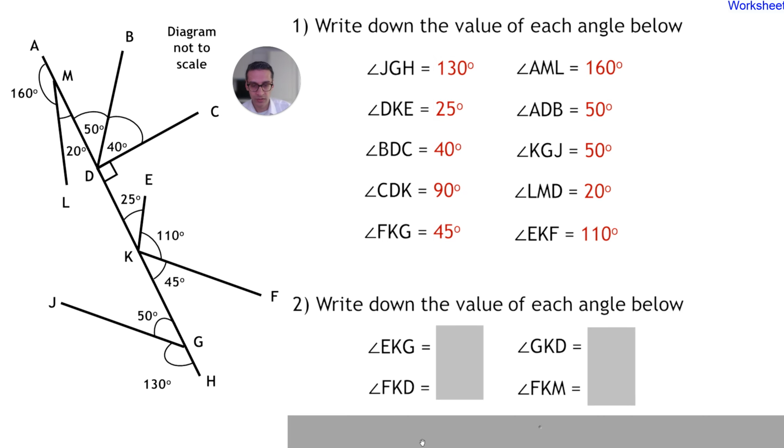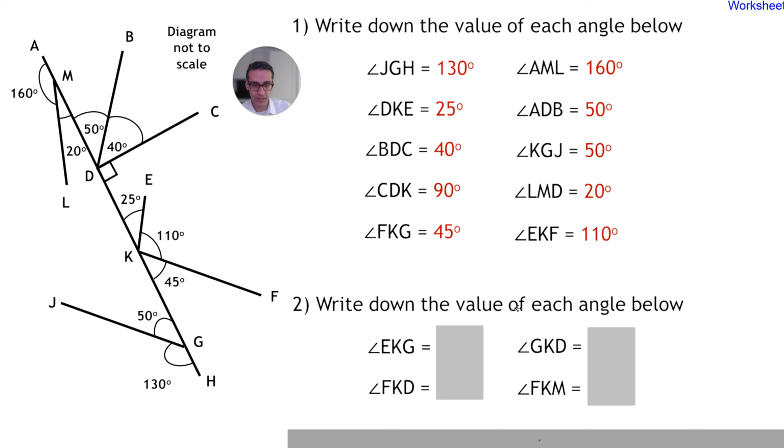And then for the second question here, you need to write down the value of these combined angles. We're actually going to add more than one angle together. For example, EKG will look like this. You can start at E, go to K, and then go to G, and you can see the angle we want is this. So it's going to be 110 plus 45. Now you're going to work that out, and then you're going to do the rest of the questions. I'm going to show the answers in 3, 2, 1.